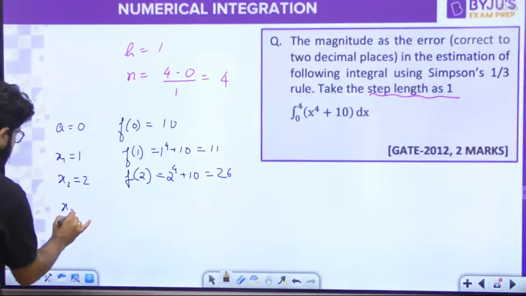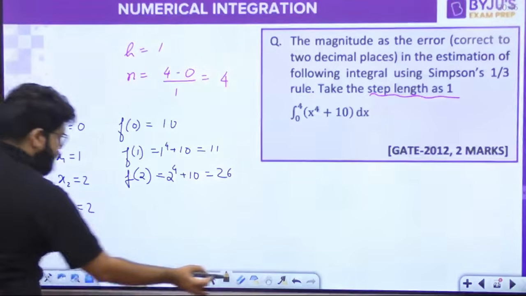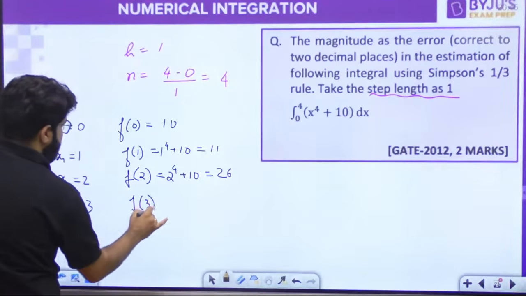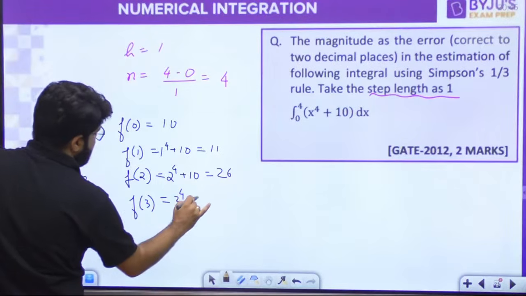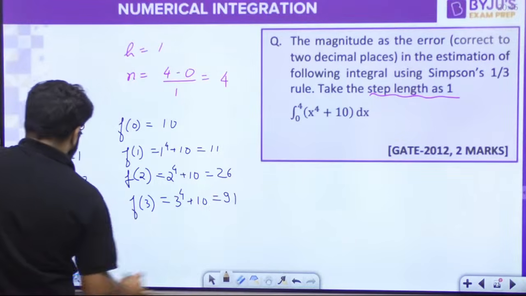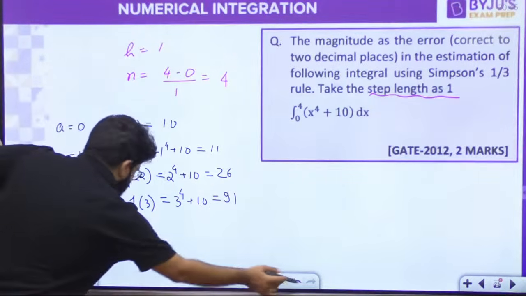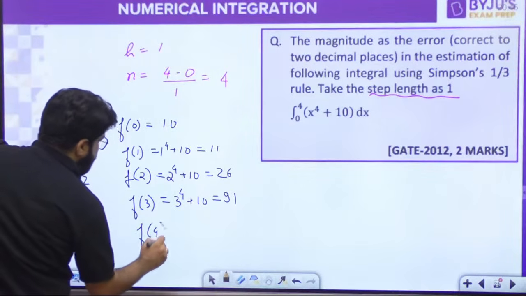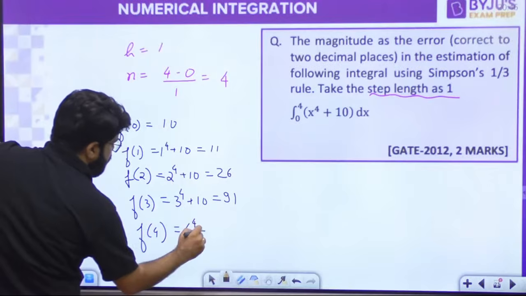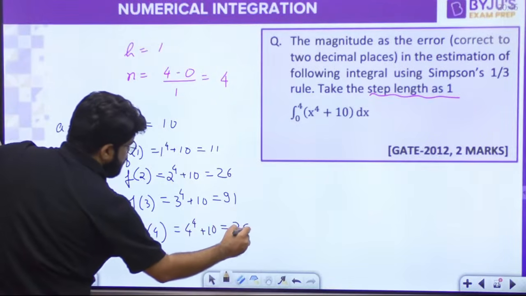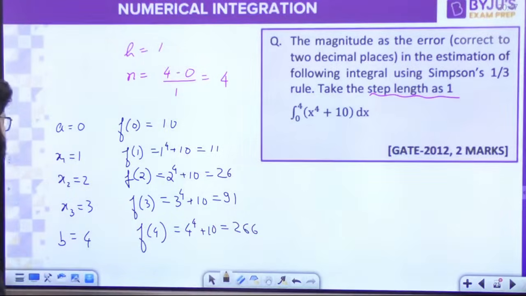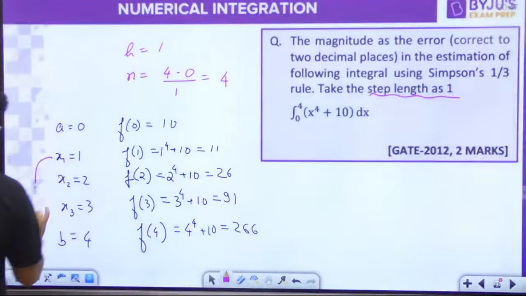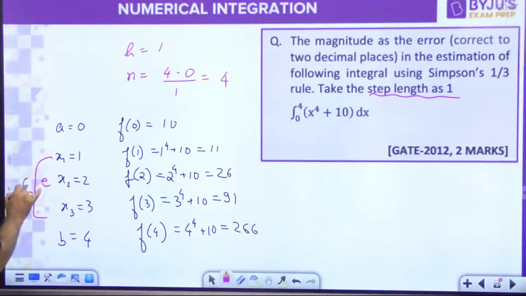Right. What is the value of x3? x3 equal to 3. What is the value of f3? 3 power 4, 81 plus 10, which is 91. And finally x4 that will be known as b, upper limit 4. What is f4? 4 raised to the power 4 plus 10, 256 plus 10, 266. ये दोनों odd points में जाएंगे, right? These are odd, this one is even, these are odd.